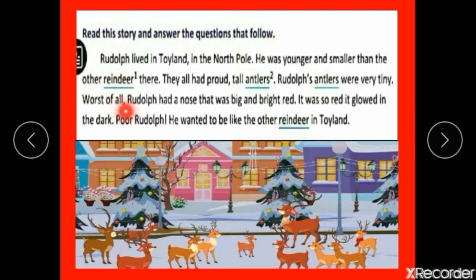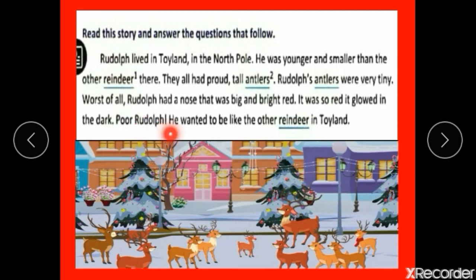Worst of all, Rudolph had a nose that was big and bright red. Rudolph is very sad. Why? Do you know why, children? Because he had very tiny antlers and a big and bright nose. It was so red it glowed in the dark.